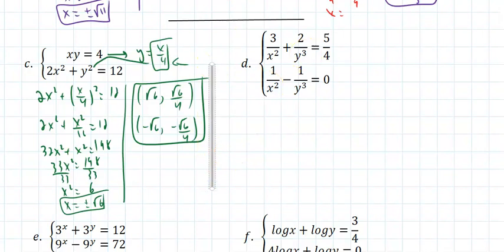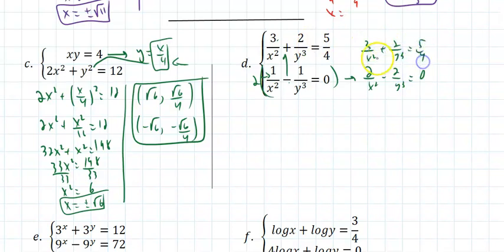I want to solve the following equation. Well, I notice I could multiply this by a negative 3 and add it to that. Or since that's negative and that's positive, I could multiply this by a 2. That will make this 2 over x squared minus 2 over y cubed equals 0. And the top is 3 over x squared plus 2 over y cubed equals 5/4. And if I add, those cancel out. I'll get 5 over x squared equals 5 over 4.